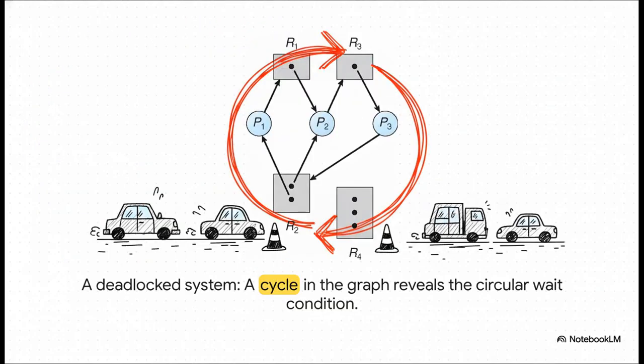But now, look at this one. A new request gets made and bam, we have a cycle. Just follow the arrows. Process P1 is waiting for resource R1, which is held by P2, and P2 is waiting for R2, which is held by P1. This is a perfect picture of that circular wait condition we were just talking about. When you see a cycle like this on the graph, you are looking at a digital traffic jam.